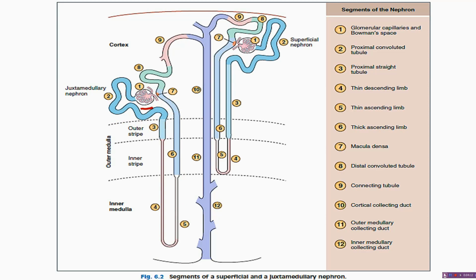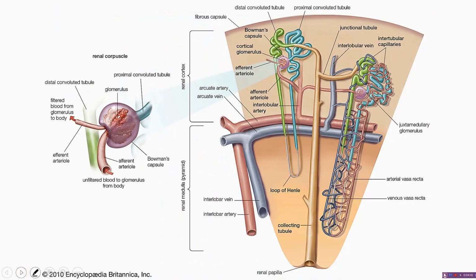It continues into another convoluted portion which is called the distal convoluted tubule, and the distal convoluted tubule connects to the collecting duct, like the cortical collecting duct, this long portion, by the connecting tubule. The cortical collecting duct receives tubular portions of various other nephrons also, like this. So this is a simplified diagram of the nephron.